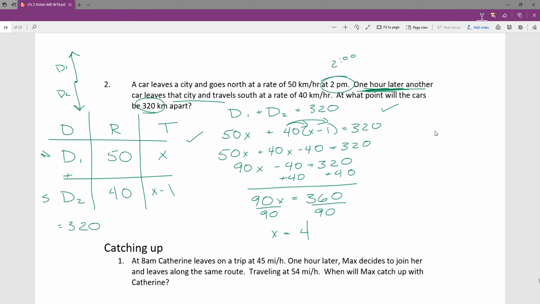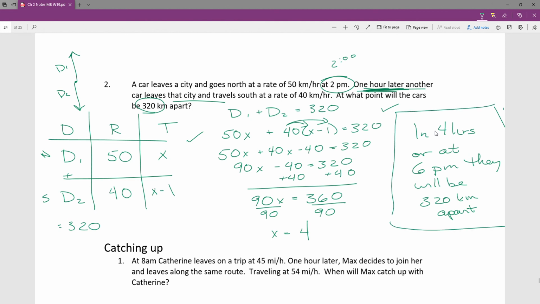And I could answer this one much like the last one. So in 4 hours or at 6 p.m., they will be 320 kilometers apart. I really went the distance on that answer. I don't know why. Usually I'm pretty brief on those ones.